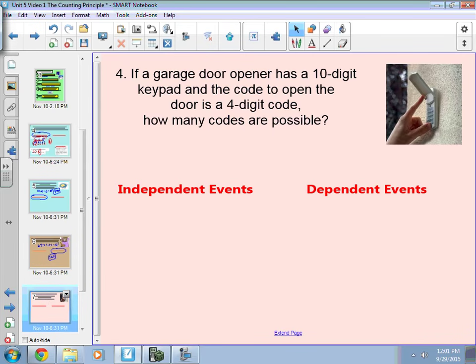Okay, number 4. If a garage door opener has a 10-digit keypad and the code to open the door is a 4-digit code, how many codes are possible? Why don't you pause it and try this one quick and answer, is it independent or dependent?